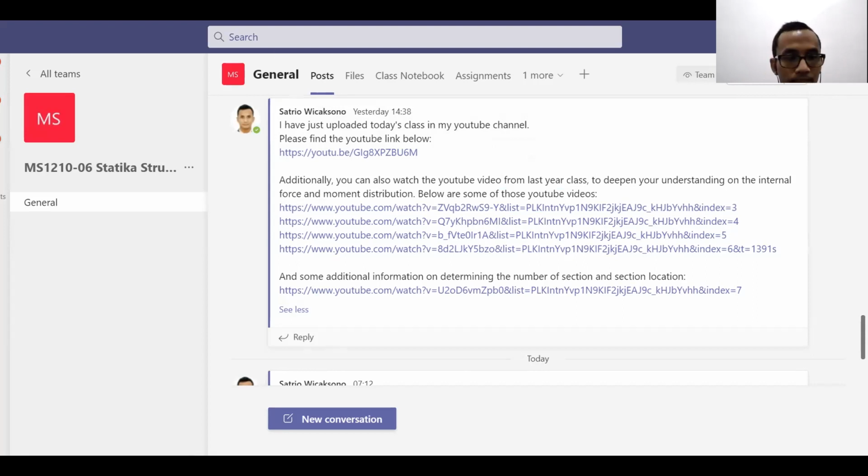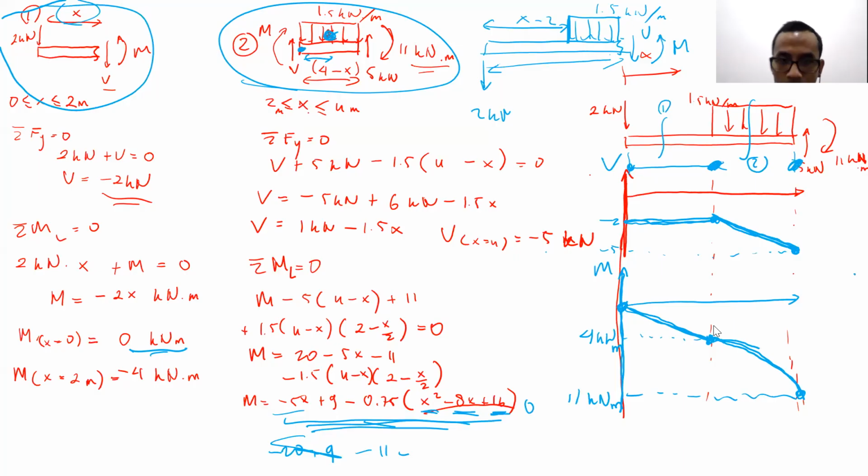Sir, I want to ask. Yes. This is about the section that you did before. If you section a distributed force, is it going to divide the distributed force too, or will it stay the same, 1.5 kilonewton per meter, the value of w? It will not be changed, whether you cut it anywhere in the distributed force.